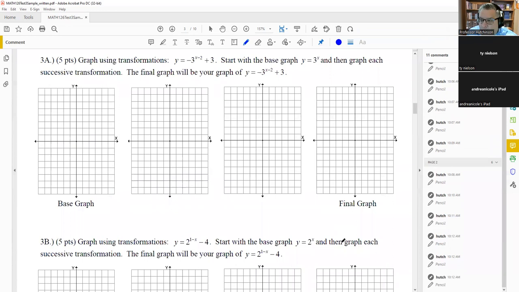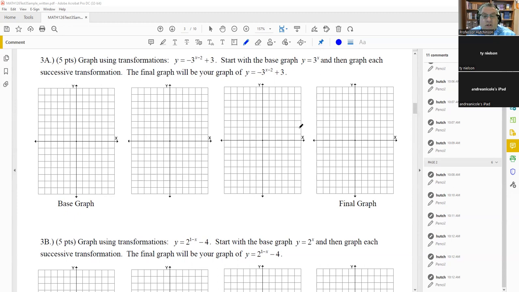Okay, now on number three, the way that I have them here on the sample is I'm providing a bunch of graphs to make it easier for you to graph the final answer. So number three is a graphing tool that you'll use. You're just graphing the final answer. However, it's better if you do it in stages, so that you know what the final graph is. That's why I'm providing these extra grids, because we're going to do this in steps.